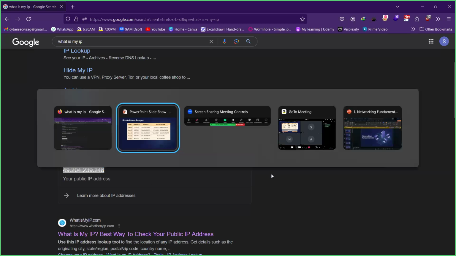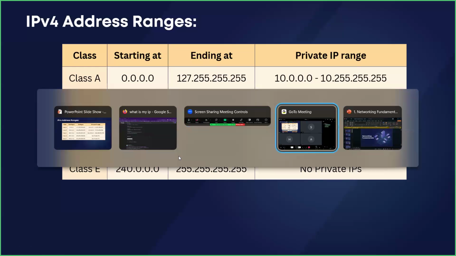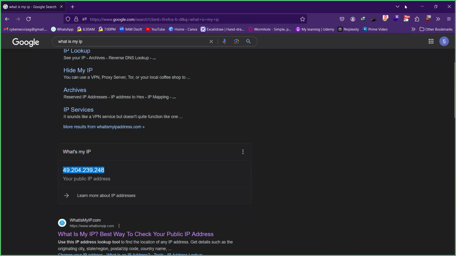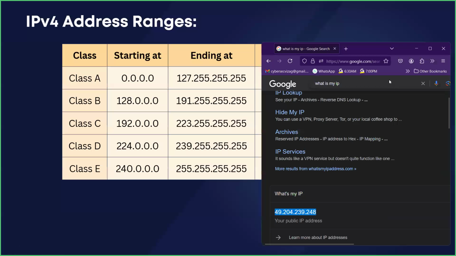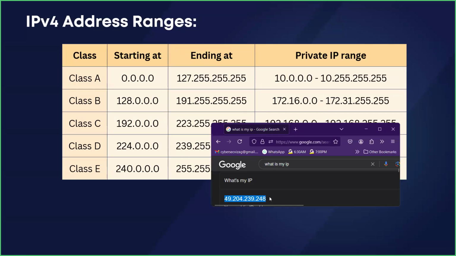Let me copy and paste that in the notepad file. Where is my notepad? Oh, I think I must have closed it. But now looking at this IP, can you tell me which class is it falling under, guys? Yes, this is Class A. And is it a public IP or a private IP? Public IP. Definitely public because it's falling outside this range.